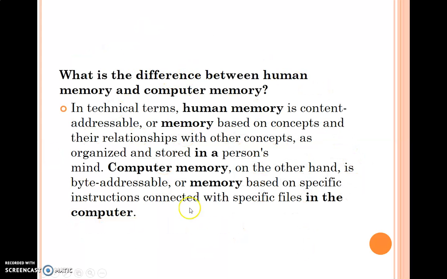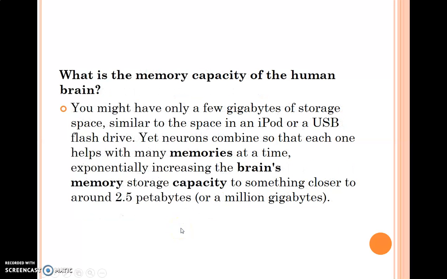What is the difference between human memory and computer memory? Human memory is related to the neurons and computer memory is in digital form. Humans can also store a large amount of data if we channelize our mind properly. We can store up to 2.5 petabytes of data if we channelize our mind properly.